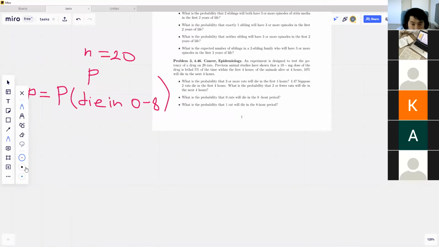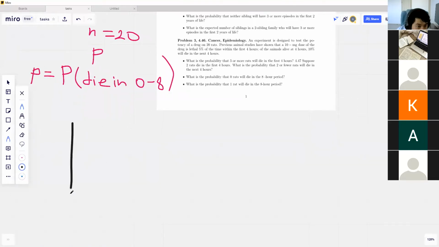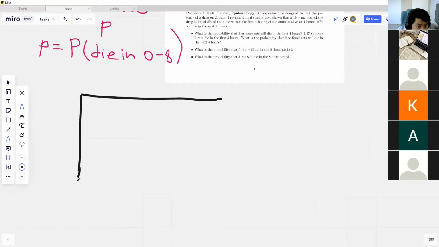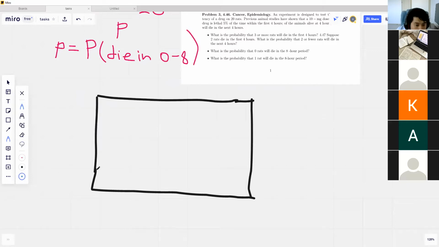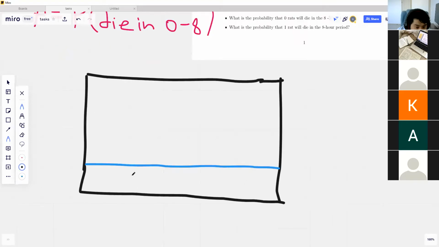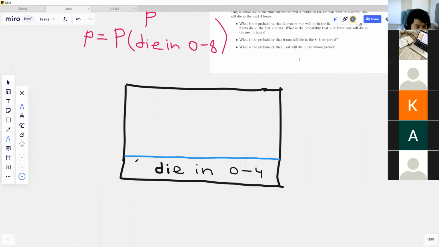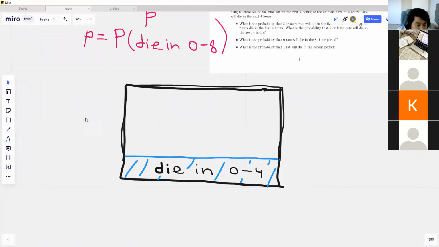Let's draw our sample space to illustrate what's happening, guys. We haven't been working with sample spaces for a bit. So here's my sample space. In the first 4 hours, 5% of rats will die. So this blue region here is for rats that die in the first 4 hours. The other 95% are going to survive our 4-hour period. So that black box is for the rats that survive the first 4 hours.